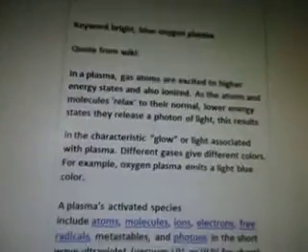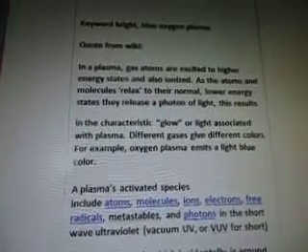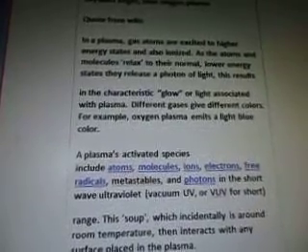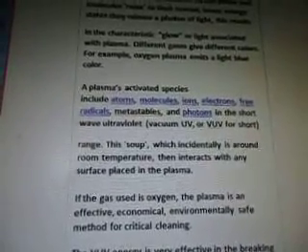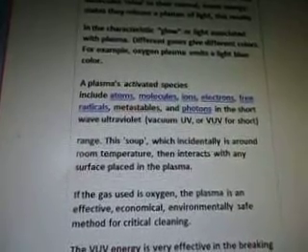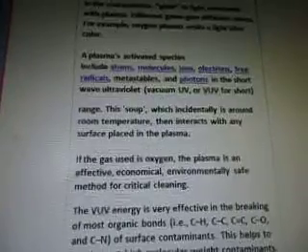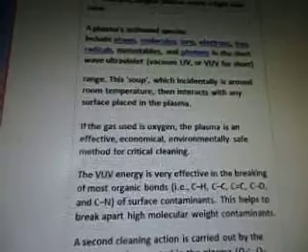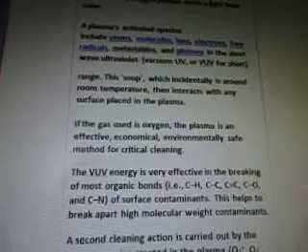In a plasma, gas atoms are excited to higher energy states and also ionized. As the atoms and molecules relax to the normal lower energy states, they release a photon of light. This results in the characteristic glow or light associated with plasma. Different gases give different colors. For example, oxygen plasma emits a light blue color. A plasma's activated species include atoms, molecules, ions, electrons, free radicals, metastables, and photons in the short-wave ultraviolet, vacuum UV or VUV for short, range.